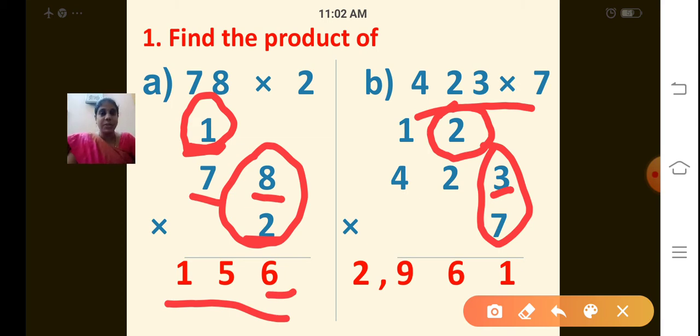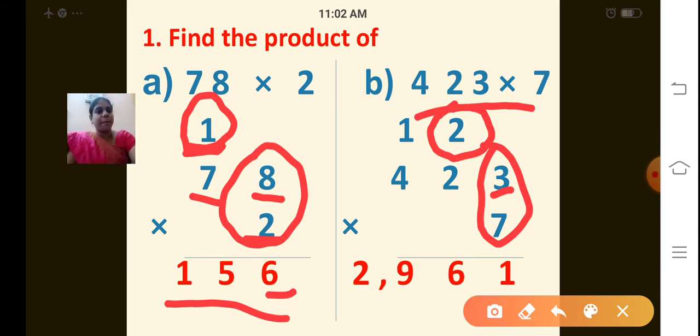You know 3 tables, right? 3 1s are 3. 3 2s are 6. 3 3s are 9. 3 4s are 12. 3 5s are 15. 3 6s are 18. 3 7s are 21. So write 1 here. 2 is carried over to the next place. That means the tens place.